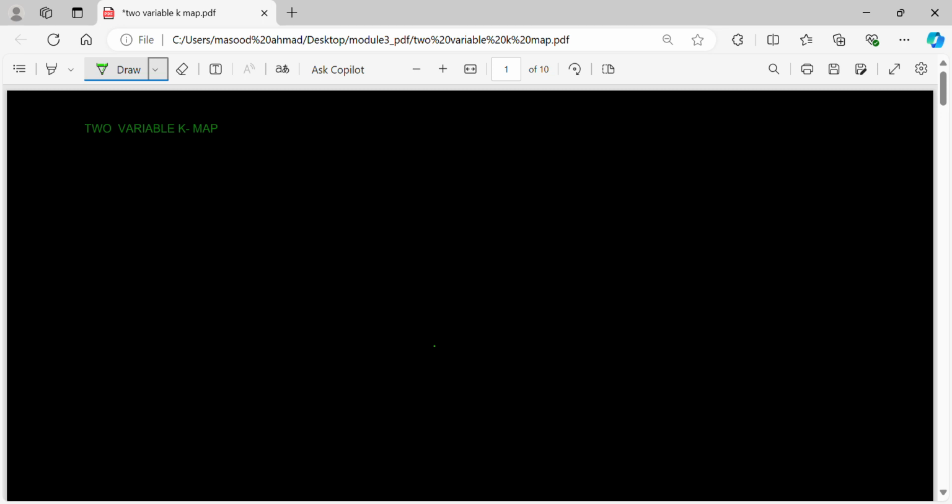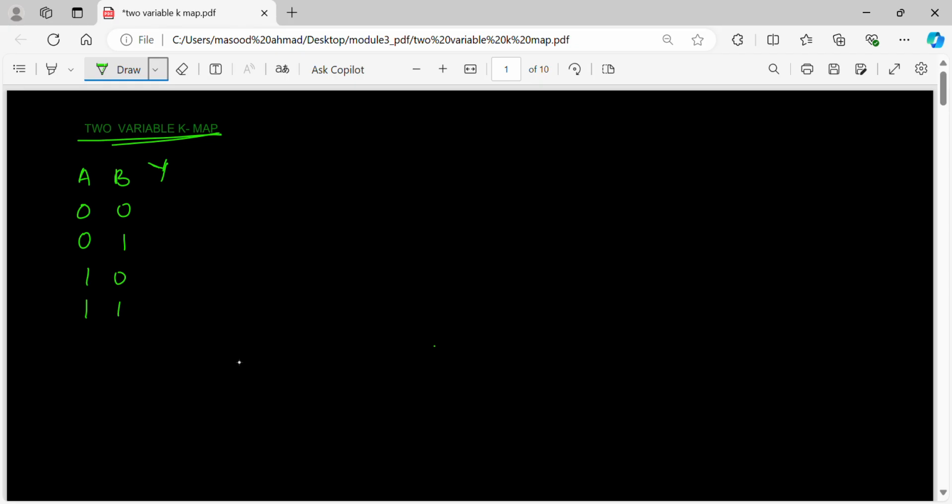My dear students, now we are going to look at a two variable K-map. The name itself suggests that there are only two variables. Let's say variable A and variable B, and the output is Y. So I have a function with two variables: 0 0, 0 1, 1 0, 1 1, for which the output is something like this.